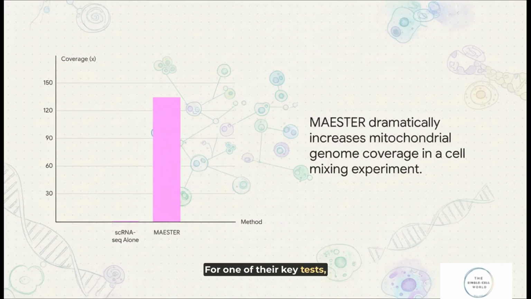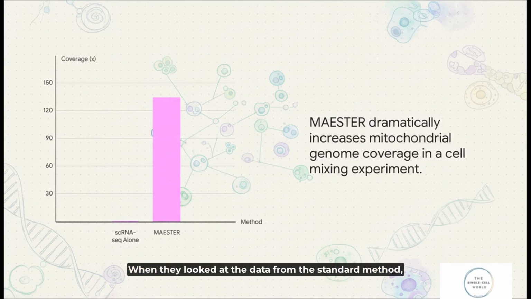For one of their key tests, they did this really smart experiment where they just mixed two different types of human cells together. When they looked at the data from the standard method, the mitochondrial coverage was, well, it was basically nothing. But after they applied the MAESTER protocol, the coverage just skyrocketed to over 130-fold. I mean, that's not just a small bump, it's a monumental leap.